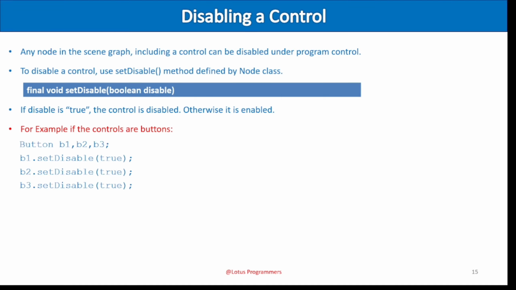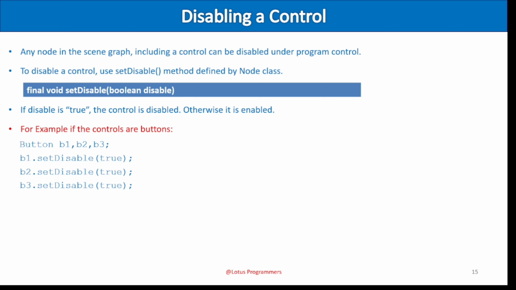Hi everyone. In this video, we would like to demonstrate how to disable a control. Disabling a control means that in the graphical interface, we create a number of controls and all controls are enabled by default. Suppose you would like to control the enabling of a control programmatically, so wherever it is required, we can programmatically enable the control, as well as programmatically disable the control.